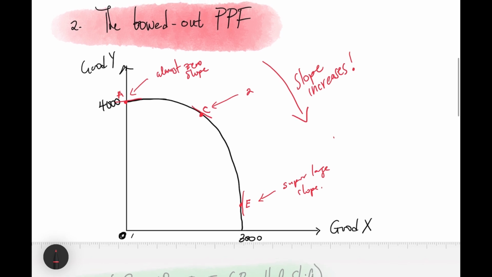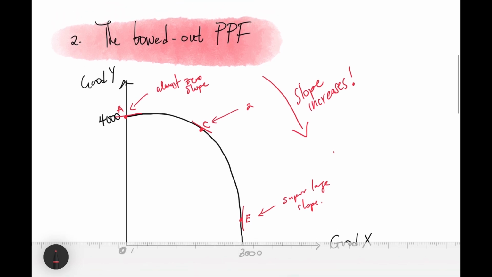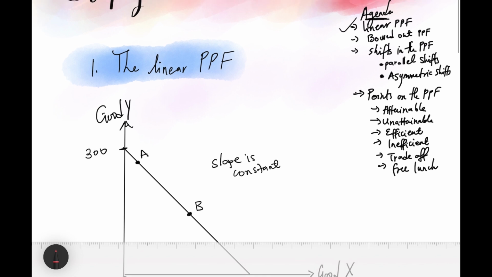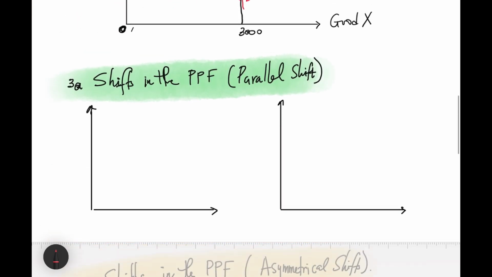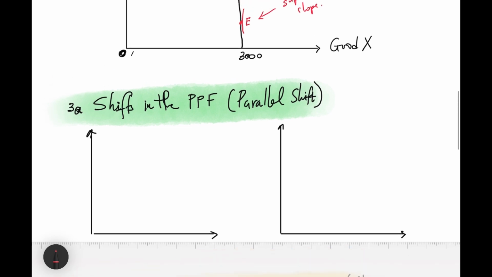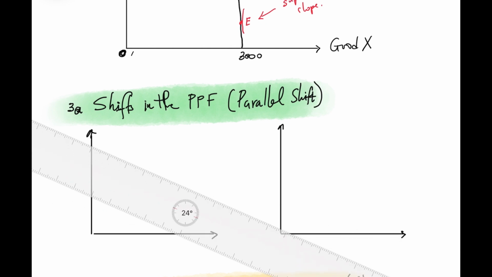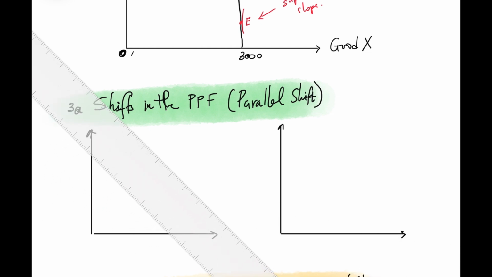Okay, bowed-out PPF. Let's look at our agenda and see what we have been able to do. Oh, great. Next, we go to shifts in the PPF. Let's start with a parallel shift. So in this case, I will draw both the linear and the bowed-out PPF.